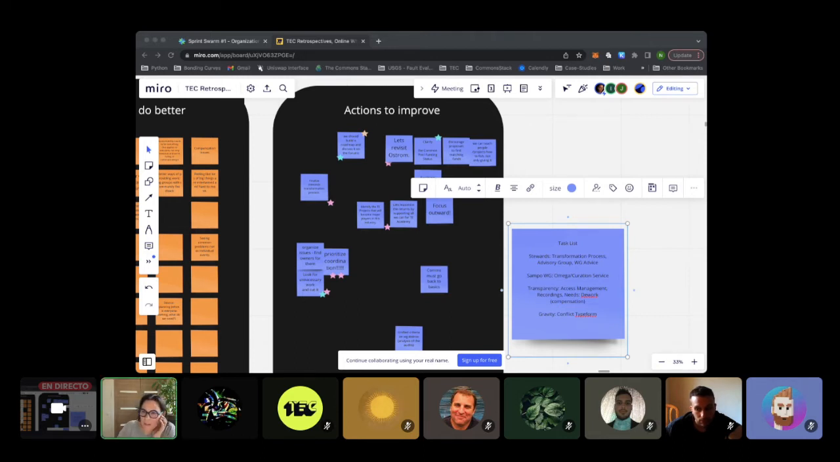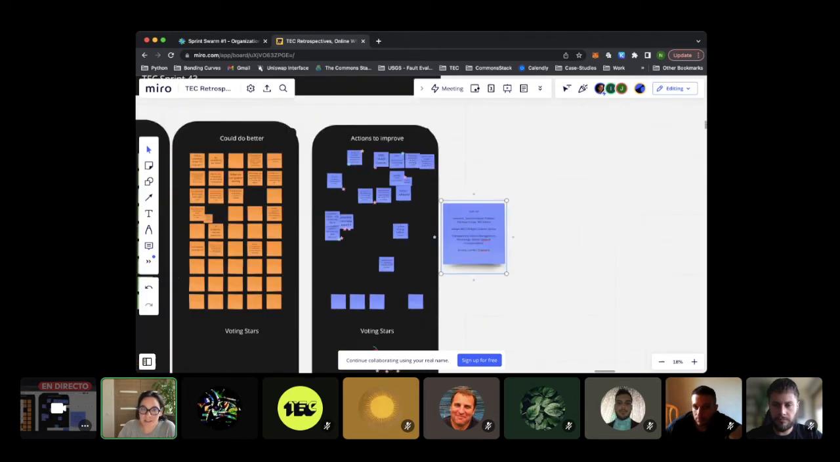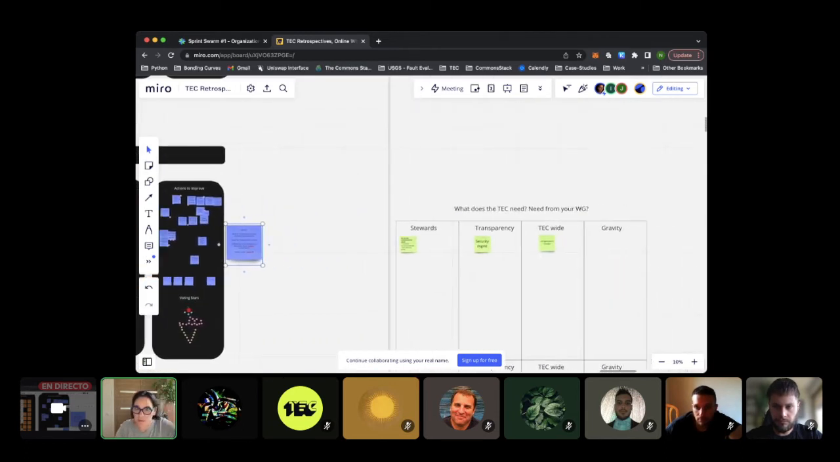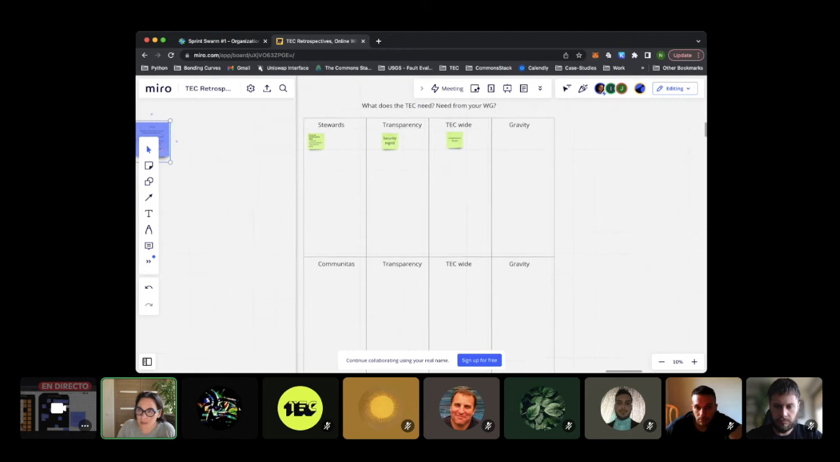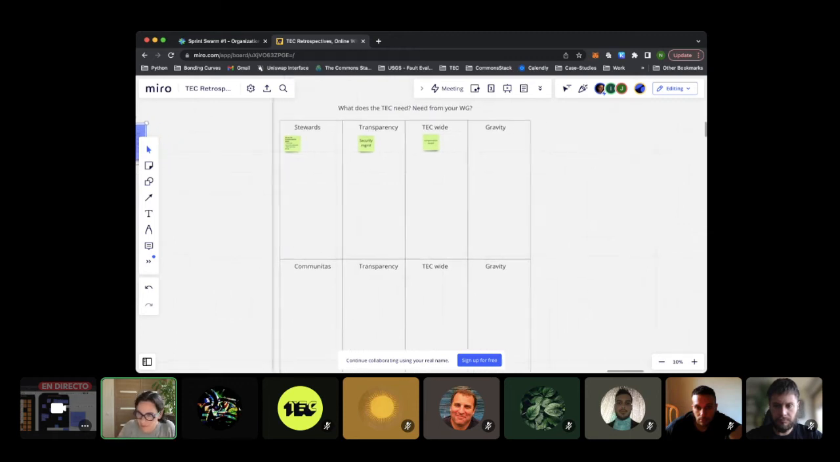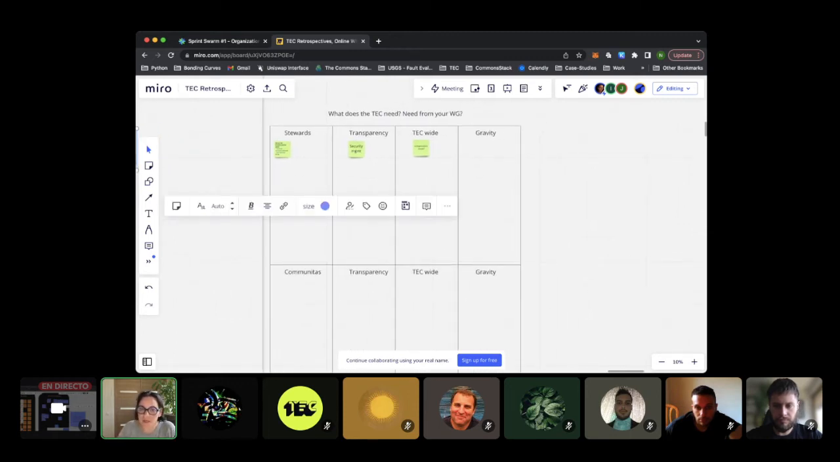I know we have a lot of time in this call, but I also thought maybe we can benefit from sharing the Miro board together. On the Miro board, to the right of where the last retrospective is, a section says, what does the TEC need? And you can also say need from the working group. That way everyone can add post-it notes, and we can continue the conversation, but we're not stuck in conversation-only mode.